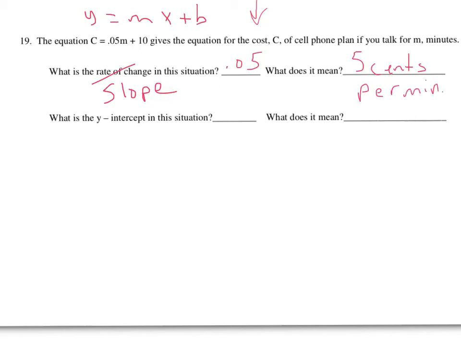Okay, and what is the y-intercept? Well, that's where the b would be located in the equation, so that's 10. And what does that mean? Well, in this situation, we're talking about a cell phone plan, so it's 5 cents per minute plus $10 just to have the plan. So it's the starting cost each month, or the base cost for each month.